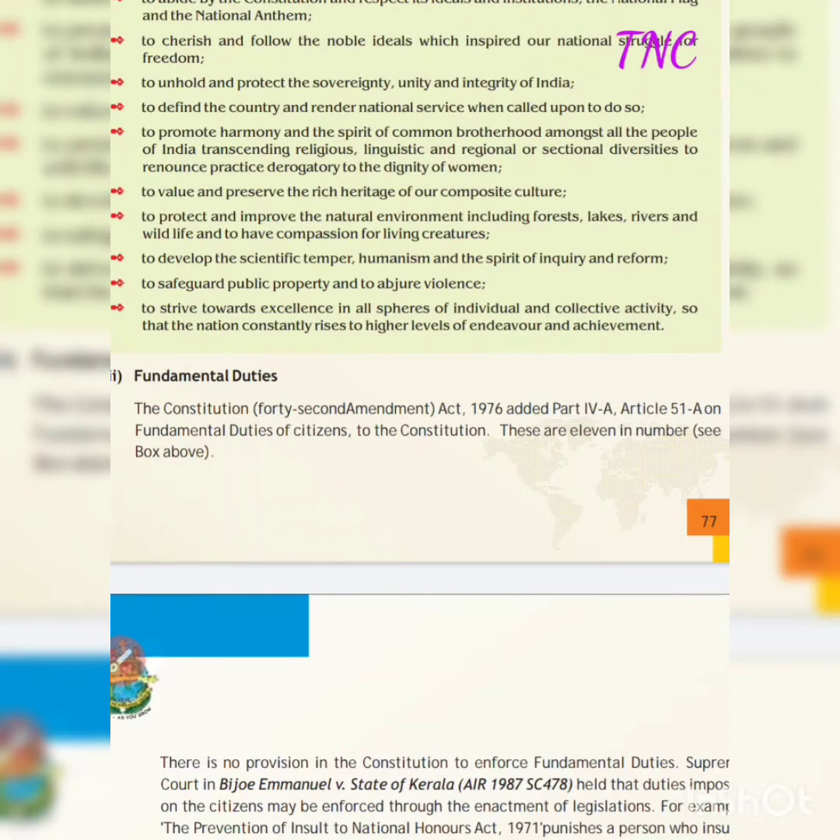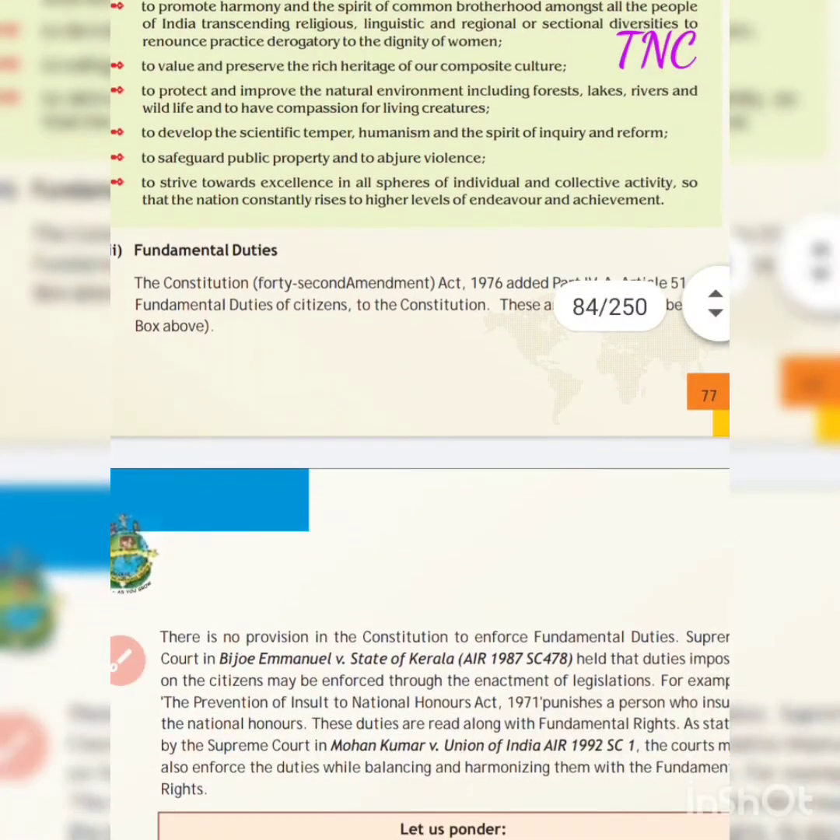To value and preserve the rich heritage of our culture, to protect the historical monuments because they are a part of the cultural heritage, to protect and improve the natural environment, living creatures, to protect wildlife, plants, flora, fauna को protect करना as it is a part of our nature, to develop scientific temper, humanism and spirit of inquiry and reform, to safeguard public property को protect करना.